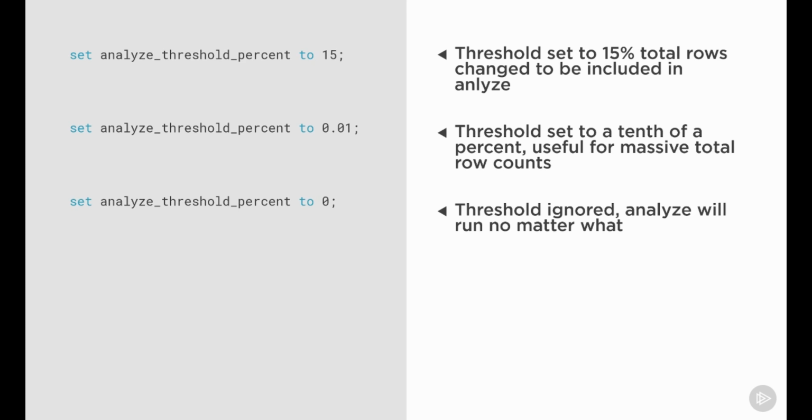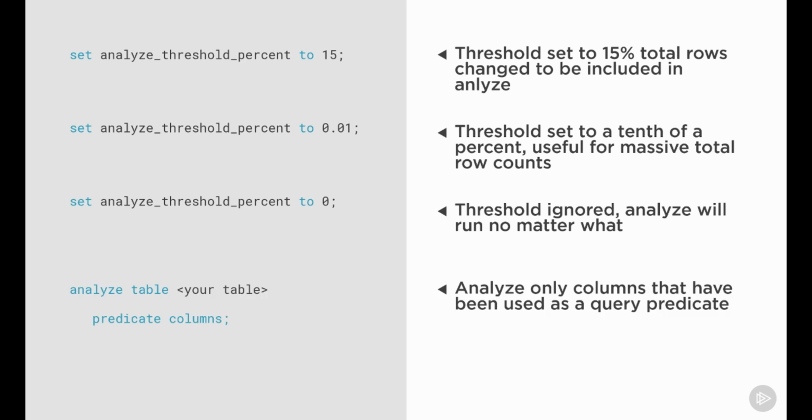Now, like I mentioned, when analyzing data manually, you can also specify that you only want specific columns analyzed. Another option is to say that you only want predicates in queries to be analyzed. That is done like this with this syntax. What Redshift does with this clause is it will go through and verify columns that have been used in past queries as a predicate, and then it will only analyze those columns.